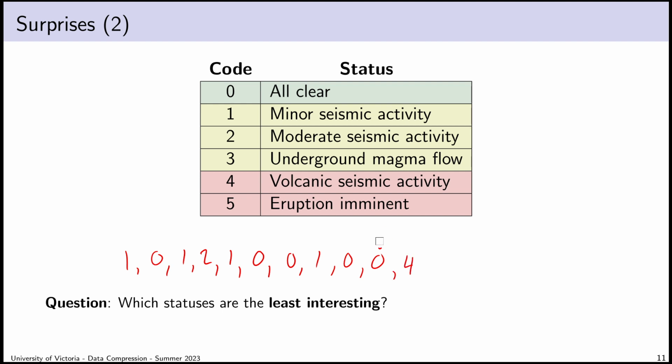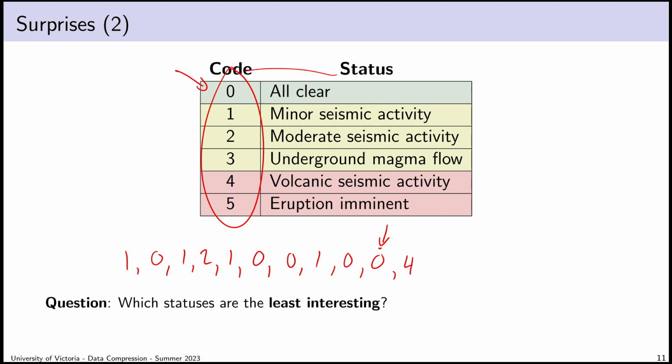If I saw 4, I would be surprised, and this would change my understanding of the world a lot more than a 0. Not just because maybe I naively assume that the status is always going to be mild, 0 or 1, but also because what I already know about the world implies that zeros are very common. If I look at the probability distribution or the frequency of each of these codes, the ones that occur at higher frequencies will surprise me less because I've gotten used to seeing them. I'm expecting them. I see this occur more often.